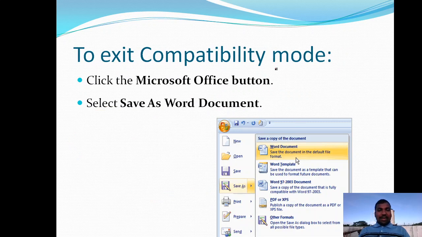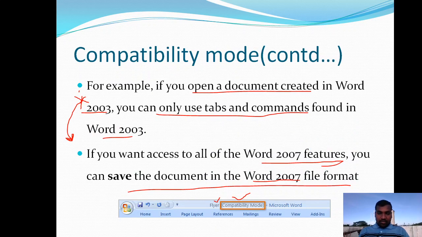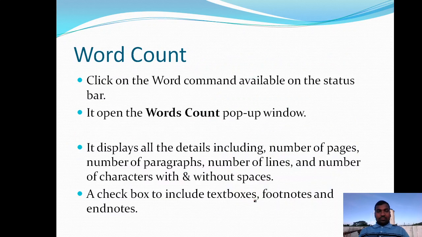If you want to exit the compatibility mode, you need to convert the document from 97-2003 to Word document. For that purpose, go to Save As and select the document type as Word document instead of 97-2003. If you are using Save As and saving with this format, it is loaded with the 2007 features. And then the compatibility mode is not displayed on the title bar.